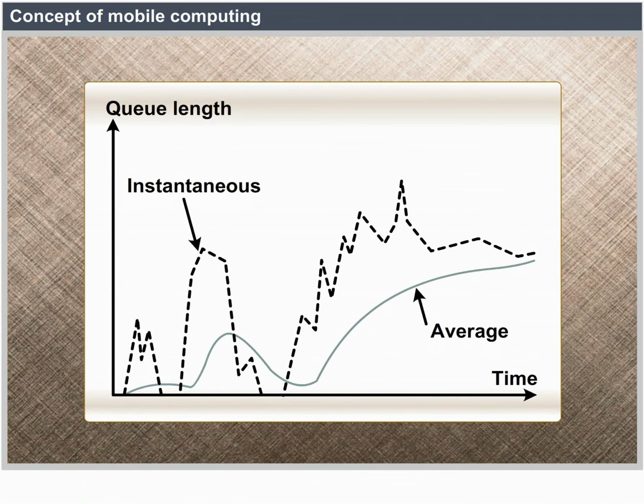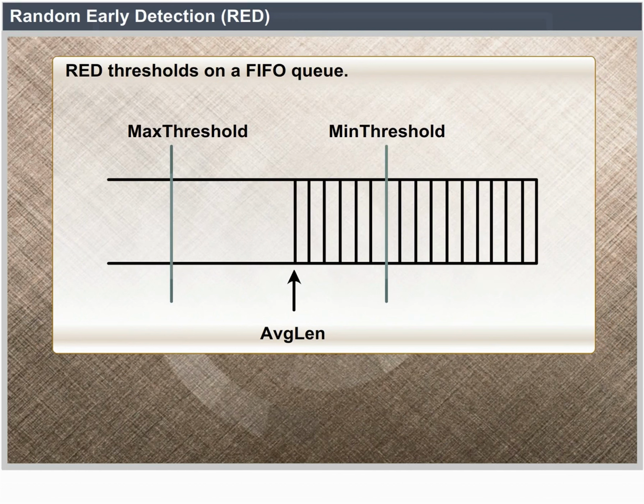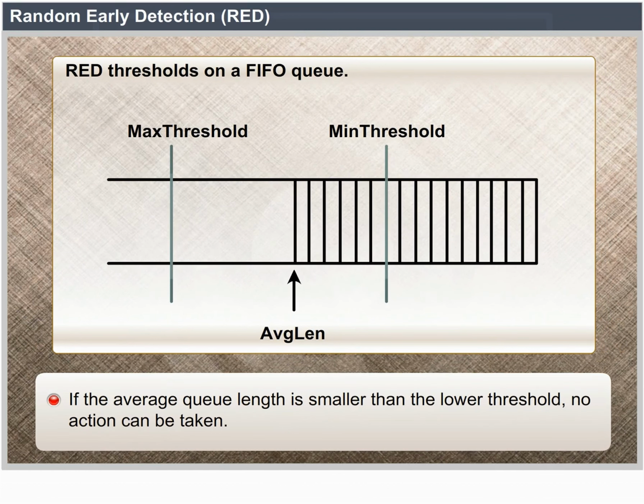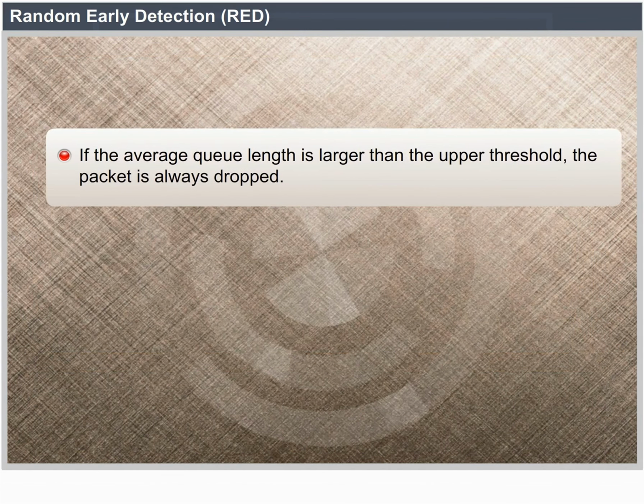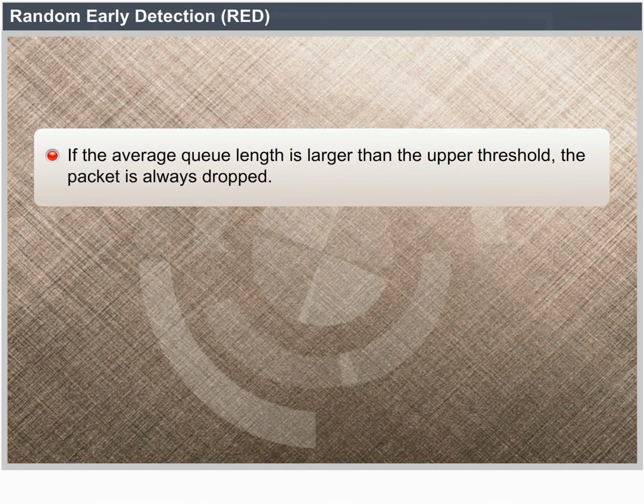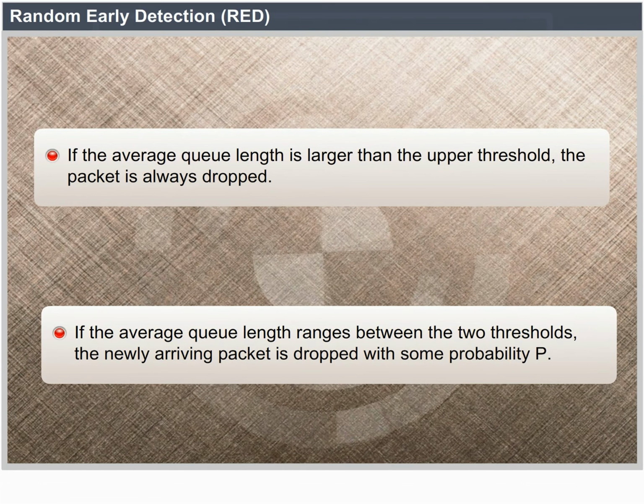RED thresholds on a FIFO queue. If the average queue length is smaller than the lower threshold, no action is taken. If the average queue length is larger than the upper threshold, then the packet is always dropped. If the average queue length is between the two thresholds, then the newly arriving packet is dropped with some probability P. Figure: drop probability function for RED.